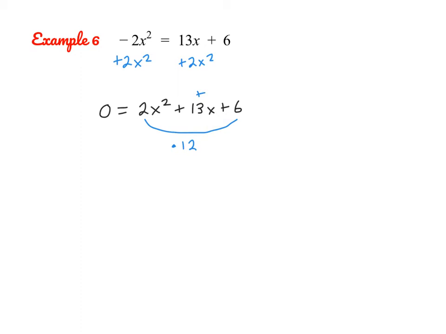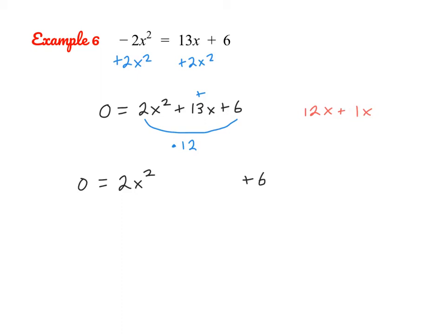So we know that those two numbers could be 12 and 1. 12 times 1 is 12. 12 plus 1 is 13. So we're actually going to be rewriting 13x as 12x plus 1x. When we do that, I like to put the outer terms first, like this.